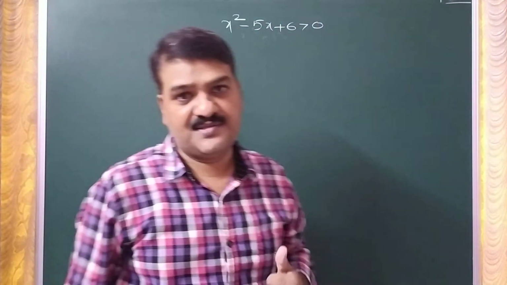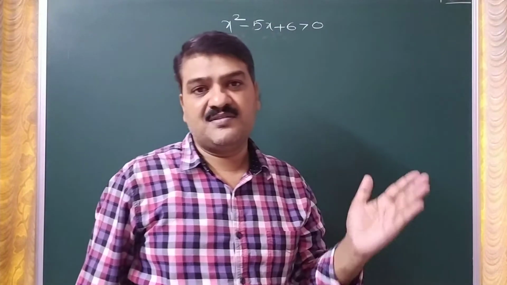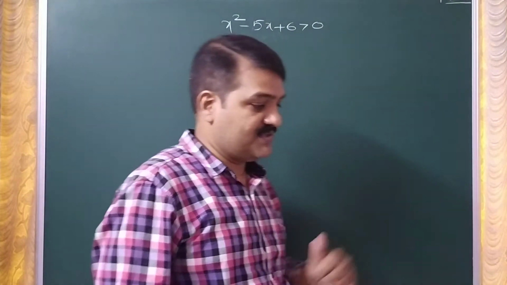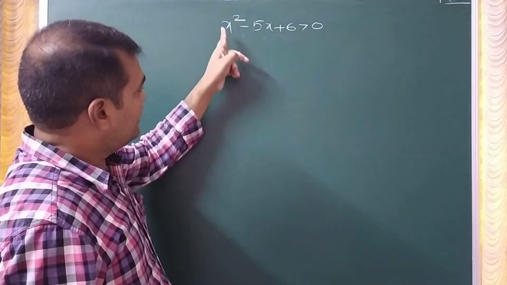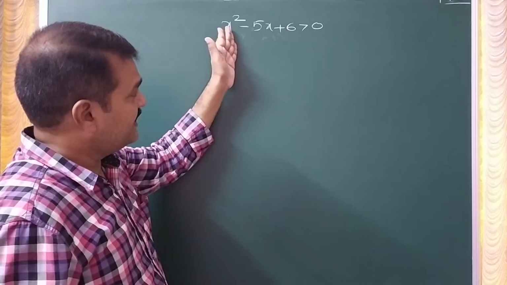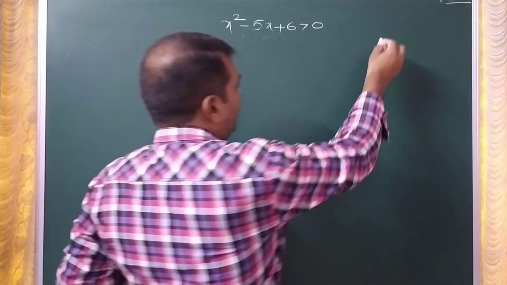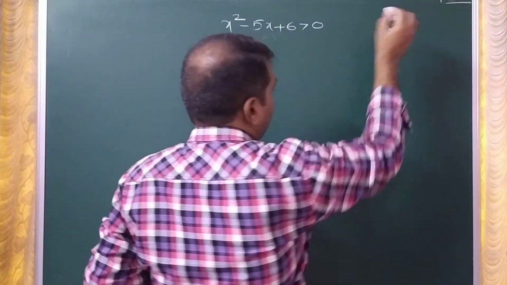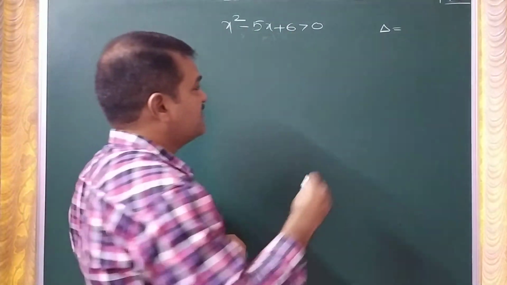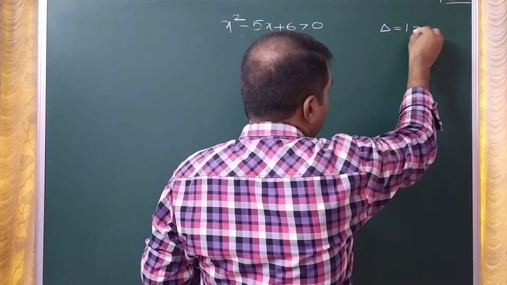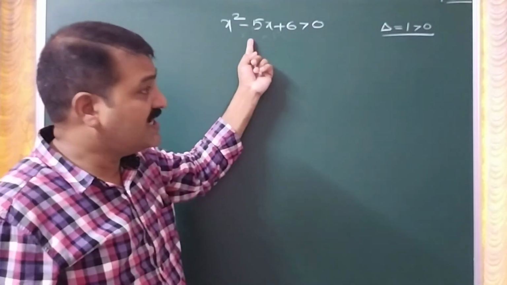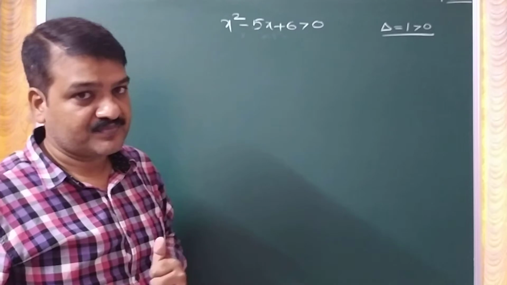How to solve this? In the previous video we discussed the signs of quadratic expressions. If we consider x squared minus 5x plus 6 separately and find delta, delta is 1. That means delta is greater than 0, so therefore this has real and distinct roots.